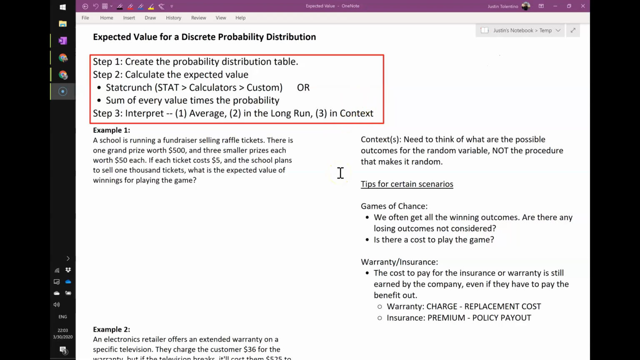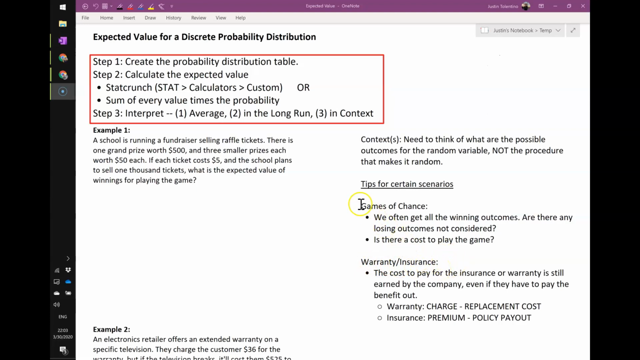There are a couple of different scenarios that we're going to take a look at today, with some tips for looking at those scenarios. Of course, expected value can be applied to many different situations, but two of them in particular that we're going to look at are, one, games of chance, and two, some kind of warranty or insurance type of application.